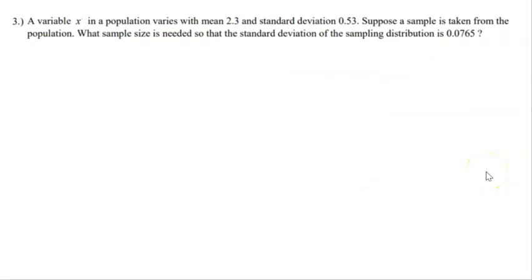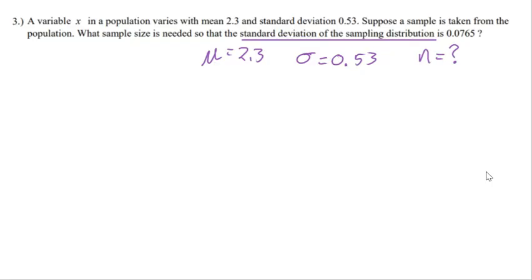All right, so question 3 says a variable x in a population varies, of course, with a mean of 2.3, and a standard deviation, sigma, of 0.53, okay? And it says, suppose a sample is taken from the population. What sample size is needed? So we don't know n. That's what we're trying to solve for here. What sample size is needed so that the standard deviation of the sampling distribution is 0.0765?